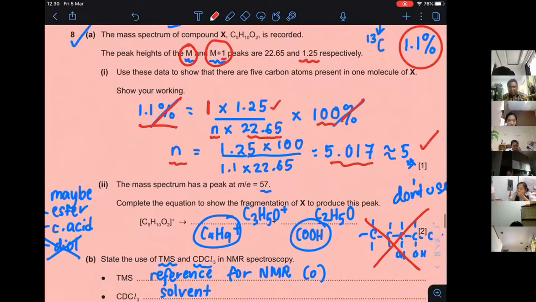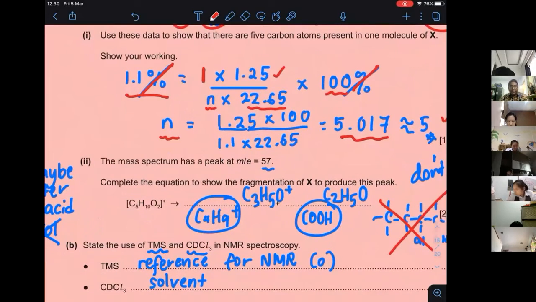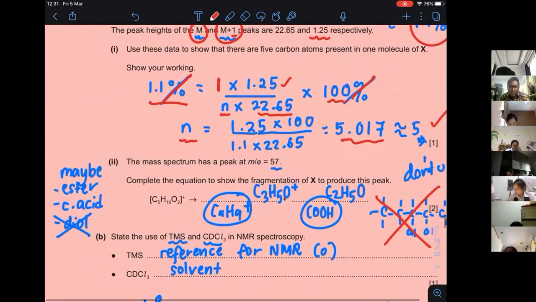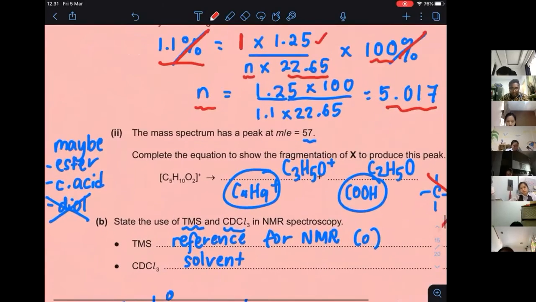Now this question is very interesting, even though the answer in the marking key is given as C3H5O plus C2H5O. If you are still wondering why, generally you can use anything, but they didn't specify. Let me just show you here.